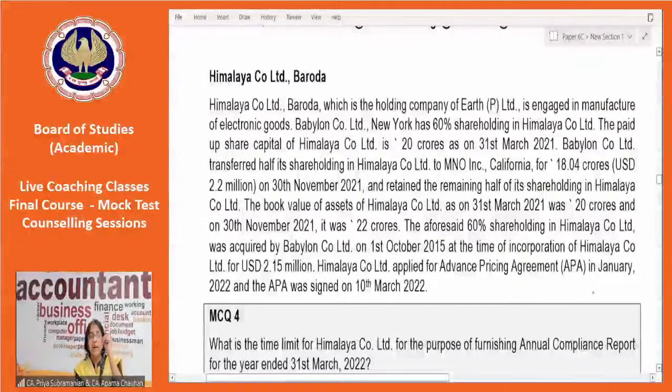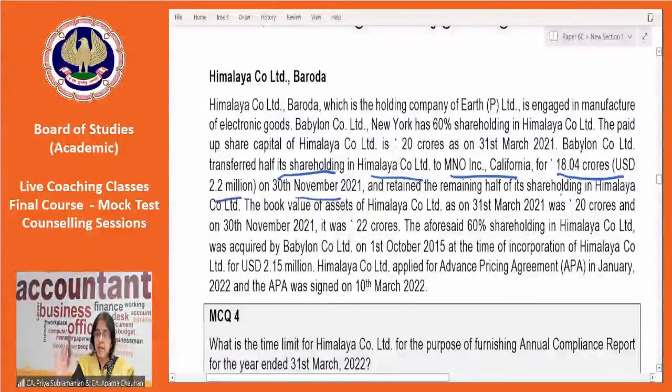Then Himalaya Company Limited, Baroda is the holding company of Earth Limited. It's engaged in manufacturing of electronic goods. Earth Limited was engaged in trading. This is engaged in manufacturing. Babylon, New York has 60% holding in Himalaya Company Limited. Paid up capital is 20 crores of Himalaya Limited. Babylon Company Limited transferred half its shareholding in Himalaya Company Limited to MNO in California for 18.04 crores, US dollar 2.2 billion on 30th November 2000 and retained the remaining half of its holding.